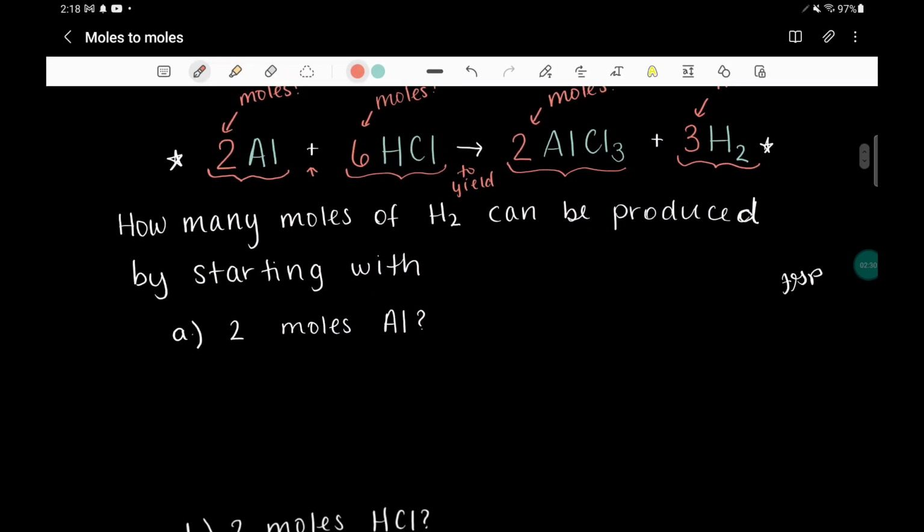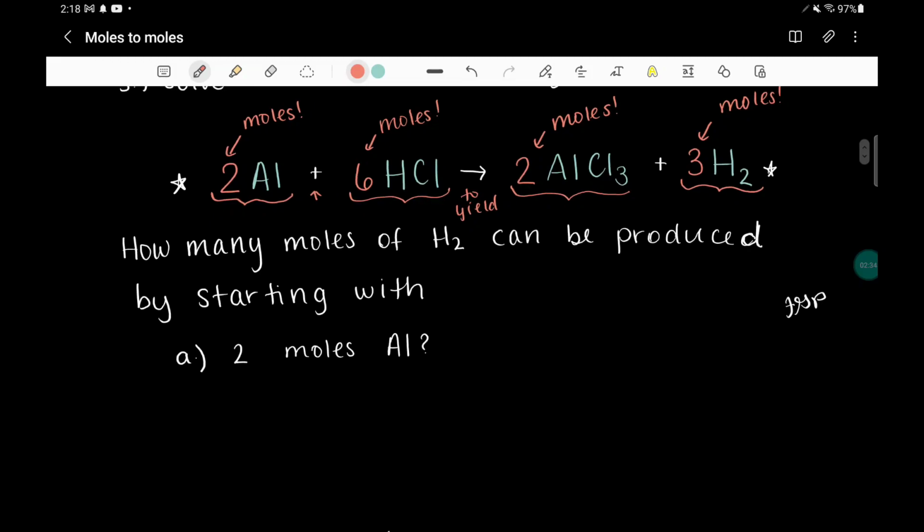Now we've got our lovely balanced chemical equation, and you could pause the video and double check that it's balanced. It absolutely is. Our question is, how many moles of H2 can be produced by starting with 2 moles of aluminum? Looking at this, we're going to start by writing down our givens. We know that we have 2 moles of aluminum, and what we want is how many moles of H2.